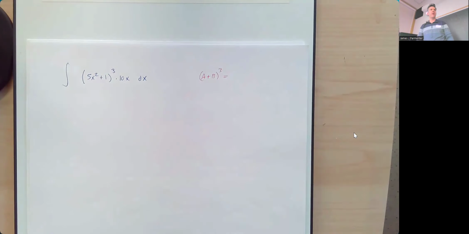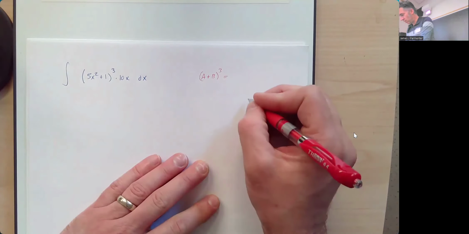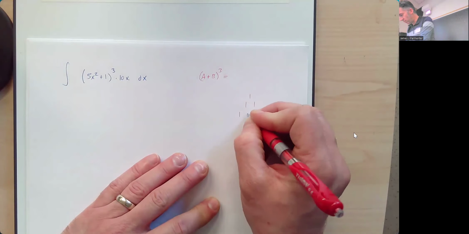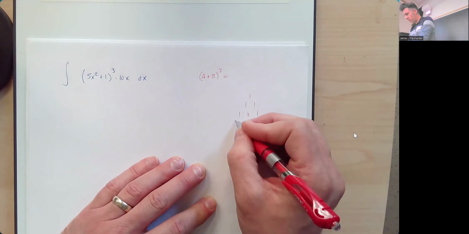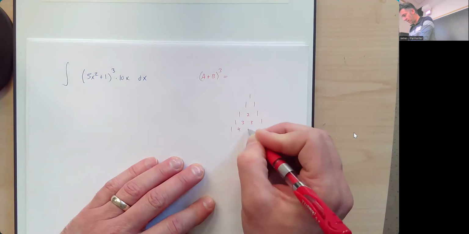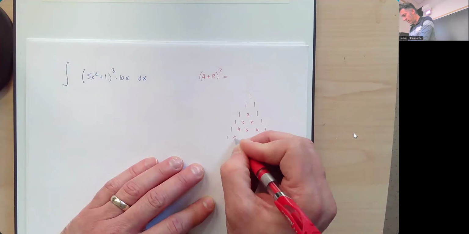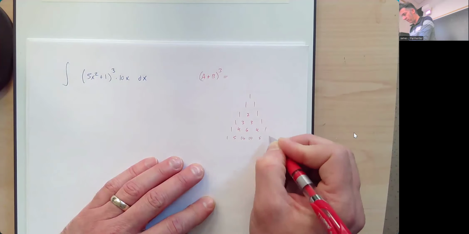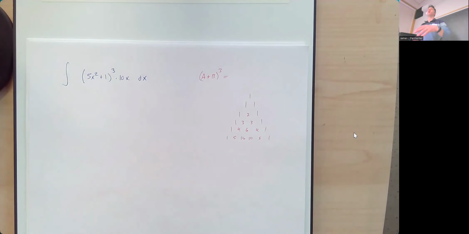You guys know Pascal's triangle? Have you heard of Pascal's triangle? It's kind of neat. So real quick, you don't have to write this down, but 1, 1, 1, and then you get the middle terms by adding: 1 plus 1 is 2, 1 plus 2 is 3, 2 plus 1 is 3, and so on. 1, 4, 6, 4, 1, and so on, forever and ever. There are lots of cool things about Pascal's triangle.